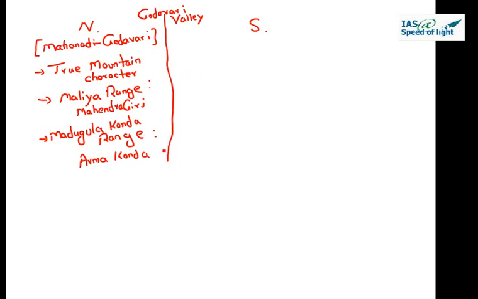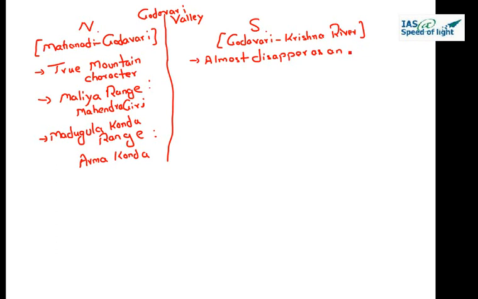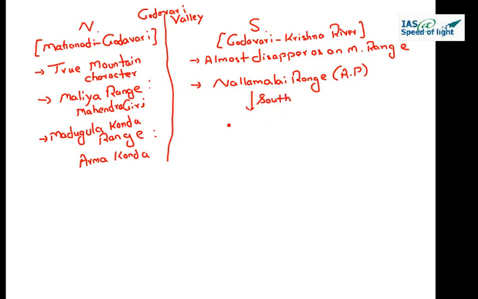Right. Now coming to the southern part, we say it is between the Godavari and Krishna river. Now here they almost disappear as mountain range at some places. Now the important range here, what we can remember, is Nallamala range in AP, Annamalai range in Andhra Pradesh, the south of which is known as the Palakonda range.